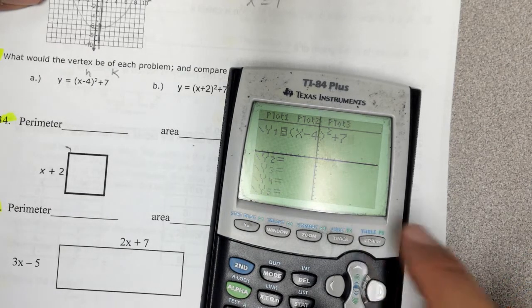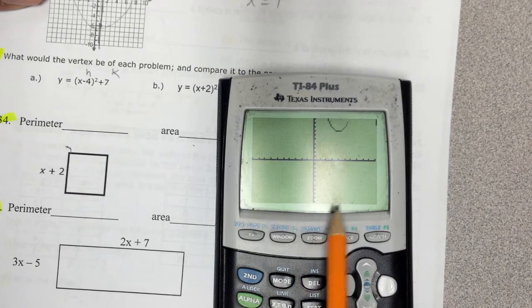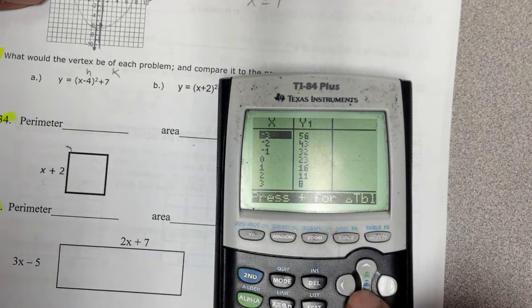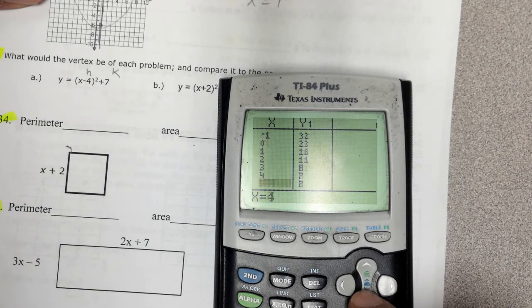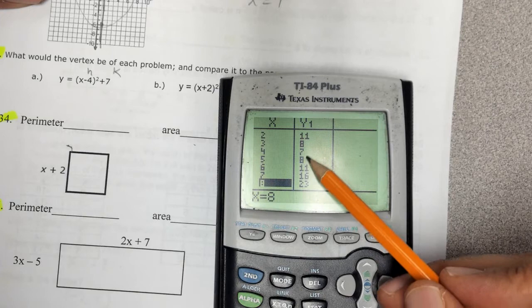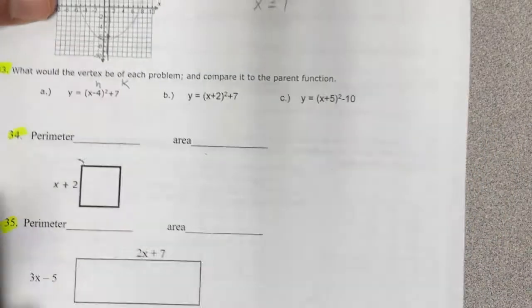See that? If you graph it, the vertex is right there. If you're going to use the graph for it, look for numbers that start repeating. There they are. 11, 8, 4, 7.